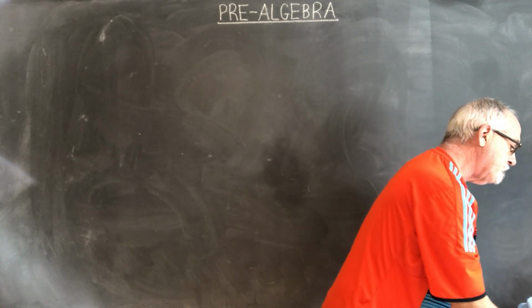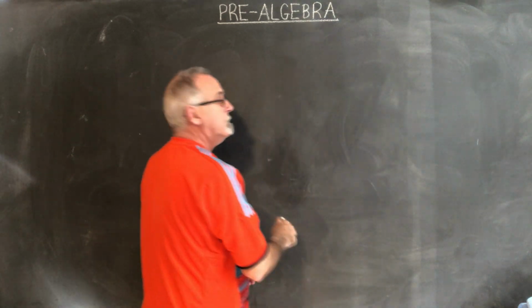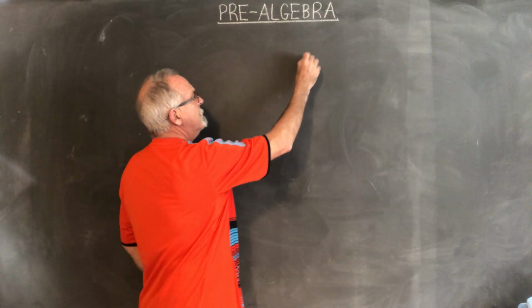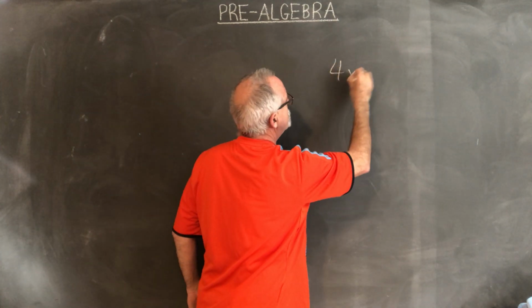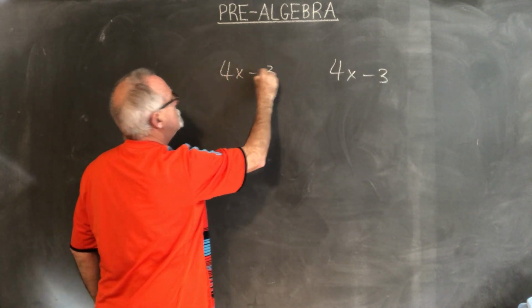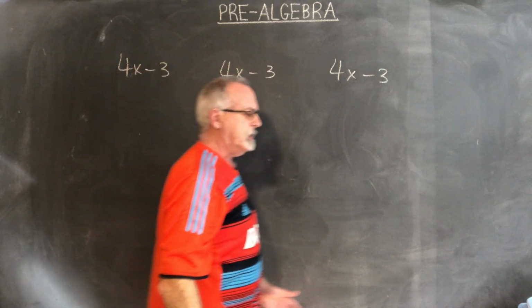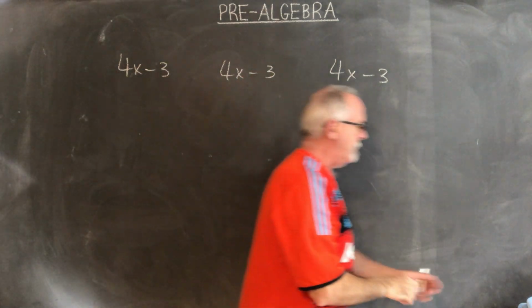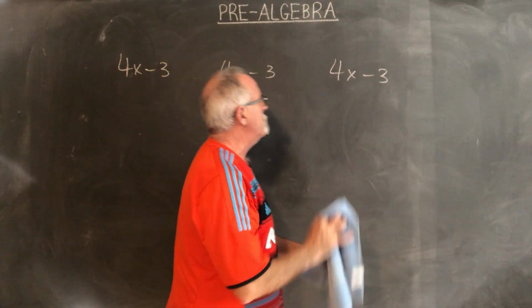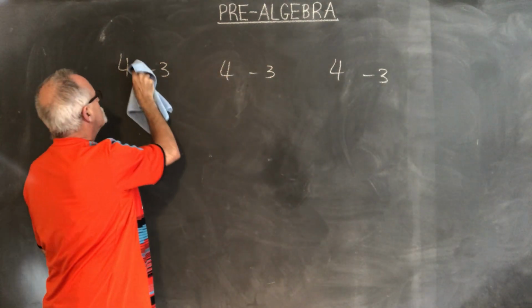My next expression is 4x minus 3. It's not always involving a plus sign. What if we have 4x minus 3? And again, I will do this 3 times. And I'll replace x with 3 different numbers. Wait. I want to make sure that students are comfortable with this idea.